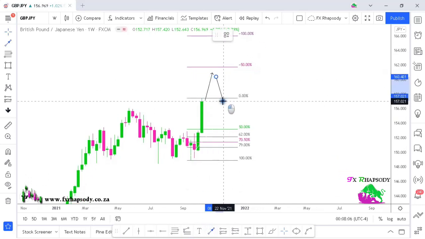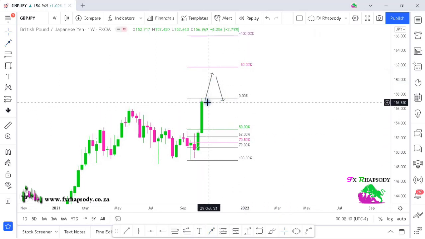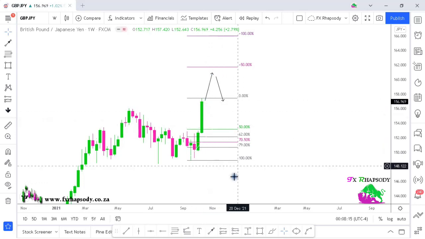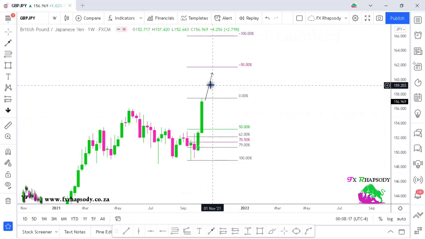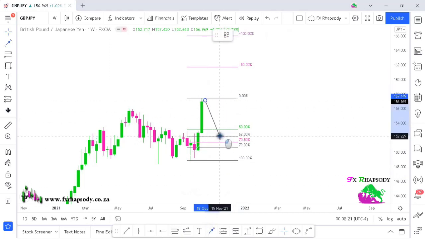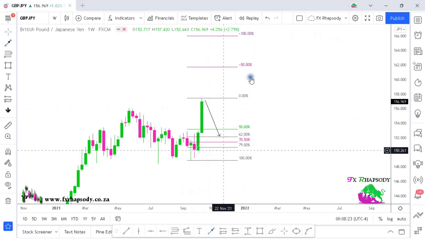Okay, so we will have to see what the candle does this week. This opening candle, will it start being a bearish candle? If so, if it starts moving down, retracing back, I would like to see it at least retracing back to the 62% zone and then make its move to the upside.